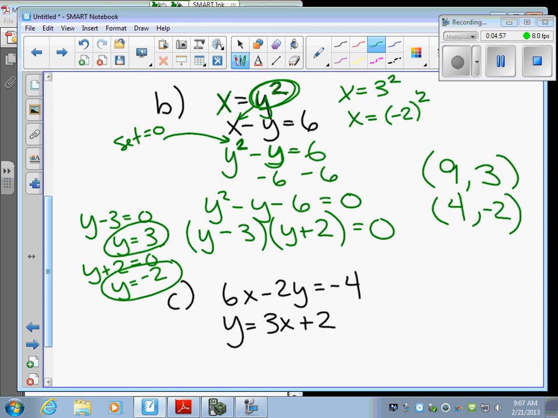And then I can just quickly double check with the x minus y equals 6. And sure, 4 minus negative 2 does equal 6, and 9 minus 3 does equal 6. So it works for both of those.